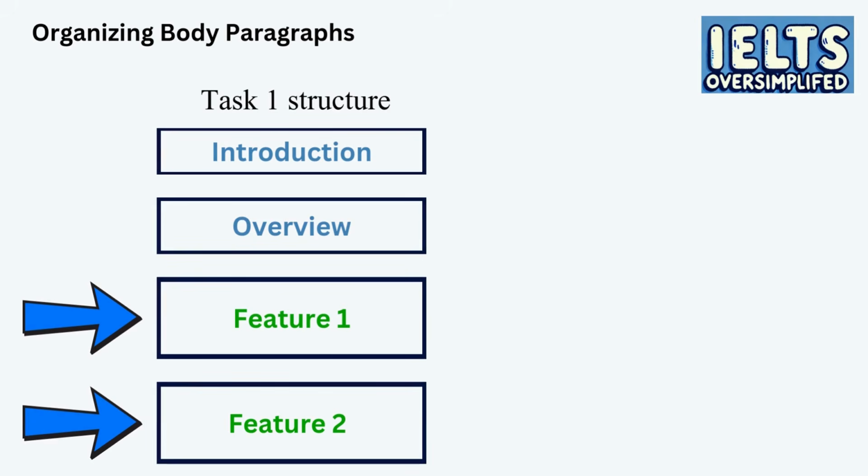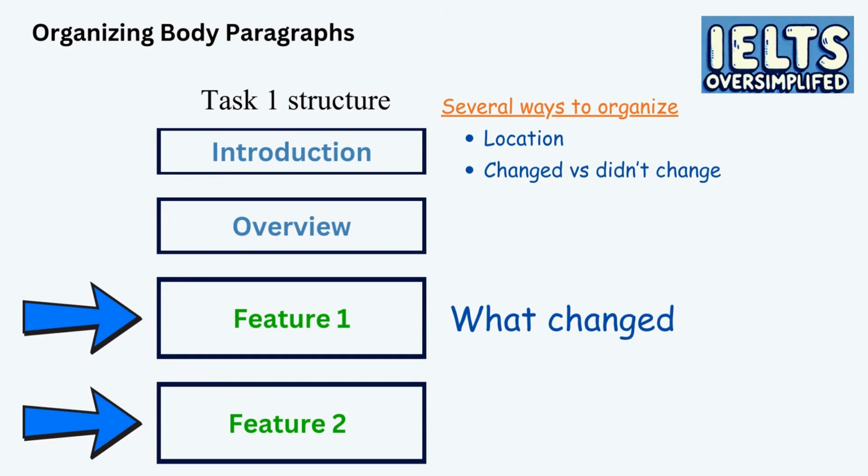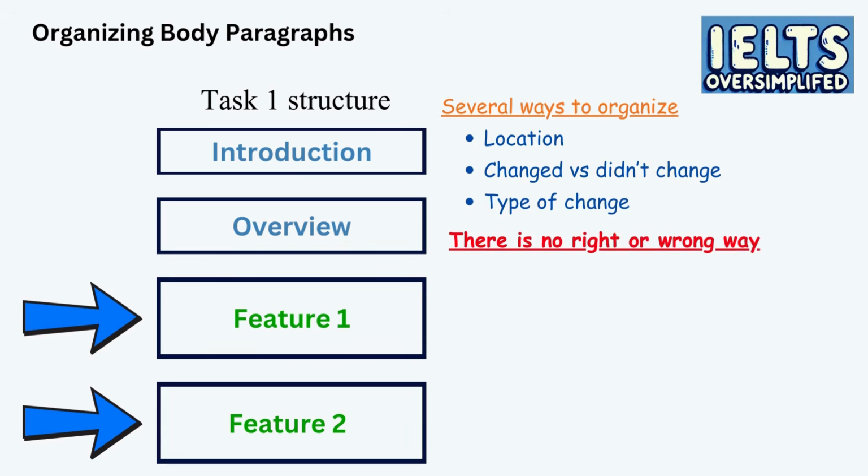Now, before we start writing our body paragraphs, I want to teach you something very important about organizing map descriptions. There are actually several ways you could organize your body paragraphs. You could organize by location, describing the north side, then the south side. You could organize by what changed versus what stayed the same. Or you could organize by the type of change. There is no right or wrong way to organize information into body paragraphs. You are being marked on being logical in how you organize information. If it lacks logic, you get a lower score.